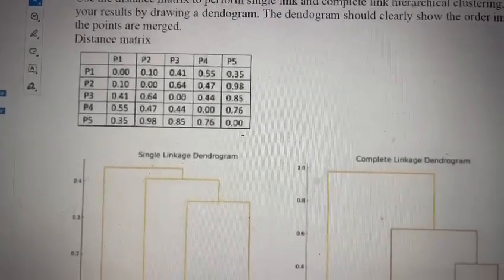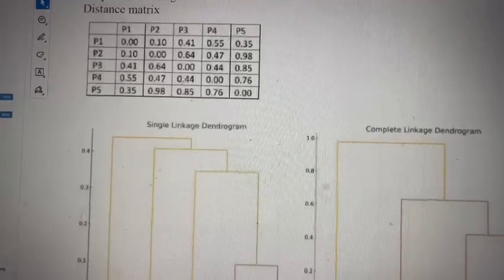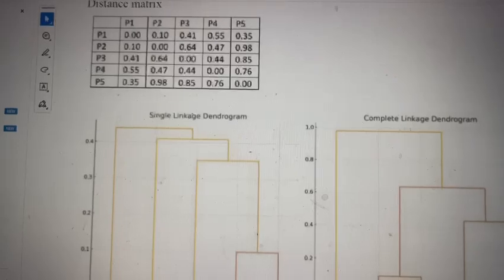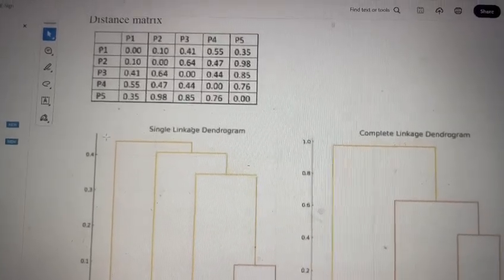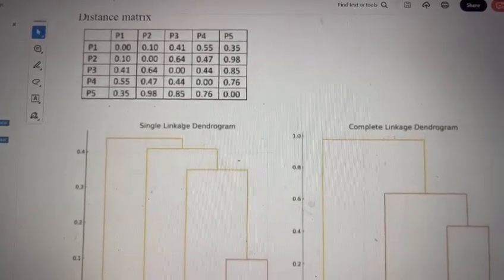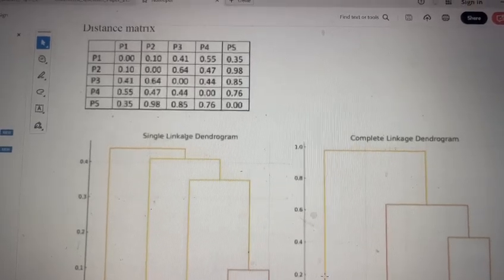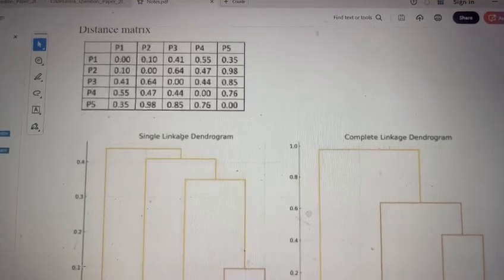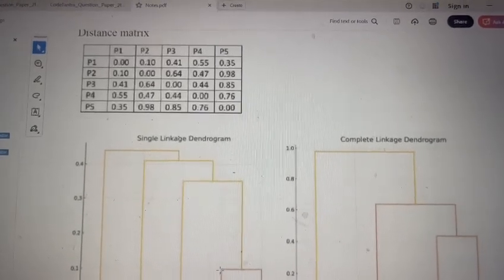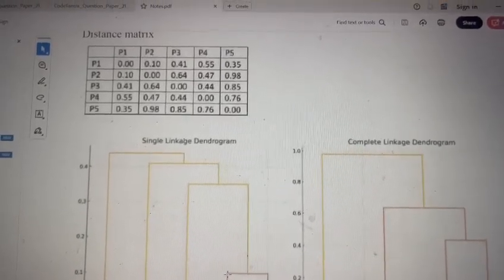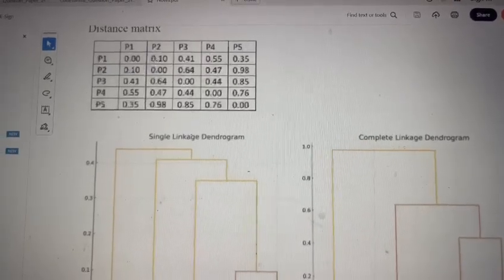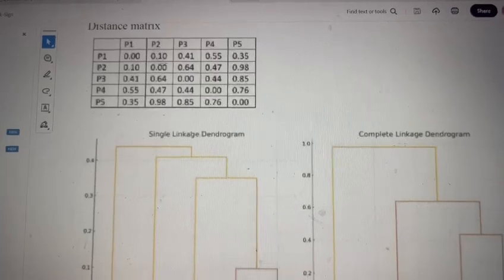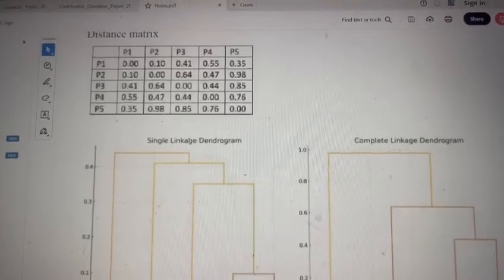Now here the first one is the single linkage dendrogram, right? So this is the distance axis, and it varies from 0.1 to 0.4. So here we have P1 connecting to P2. The distance from P1 to P2 is 0.1, right? So we have given 0.1. Next, the nearest distance: when we see the distance from P1 to P2, this is the nearest one. So we have linked P1 and P2 first.